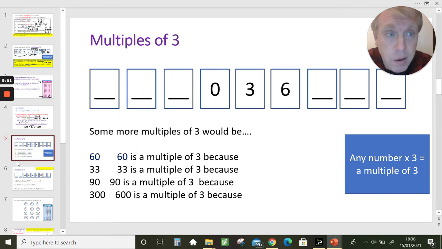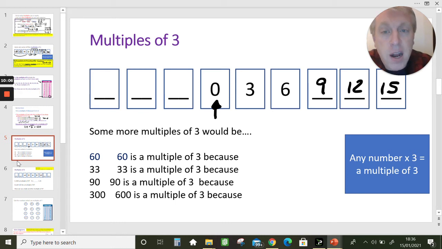Did you pause the video? Did you have a go? Hope so. So, don't forget, starting with 0. 0 is a multiple of 3. 0 times 3. 3, 6, 9, 12, 15. Don't forget your negative or your minus multiples. Minus 3, minus 6, minus 9. And of course, that would go on that way as well.